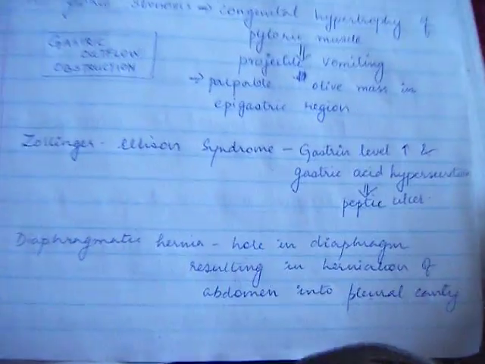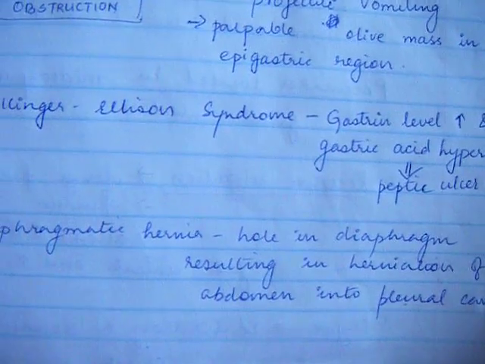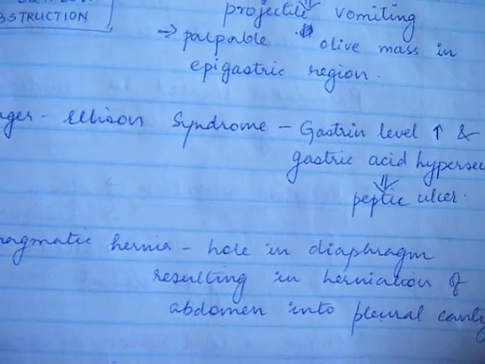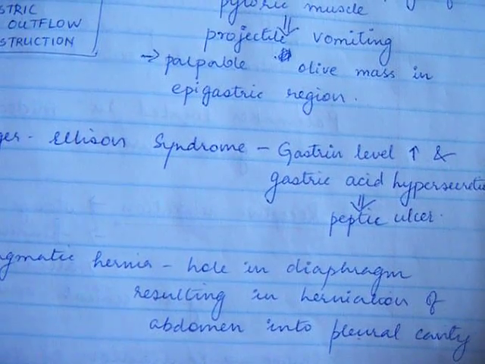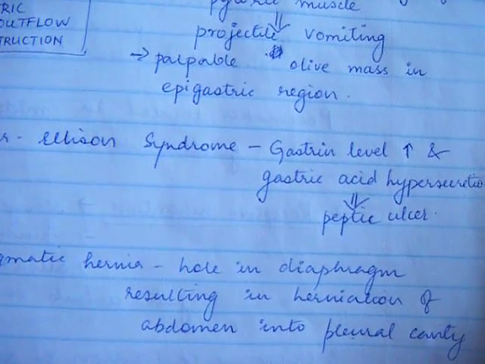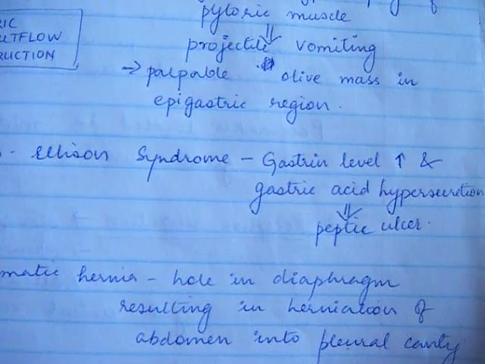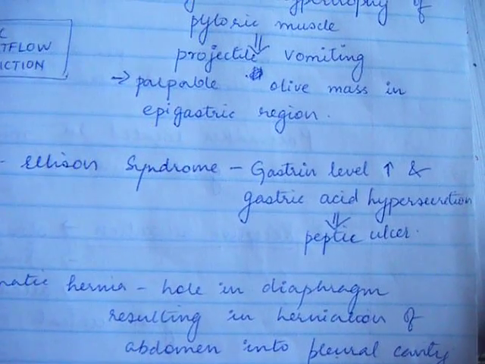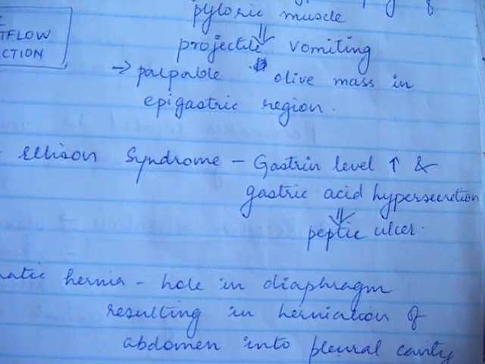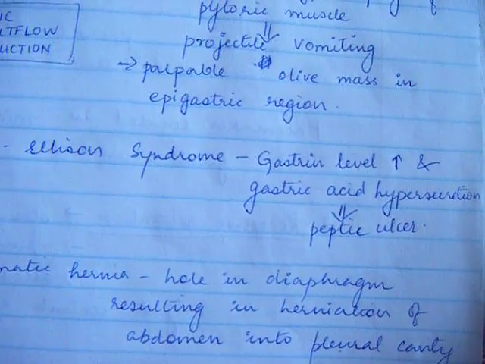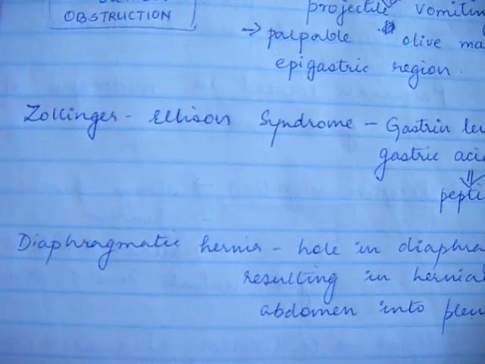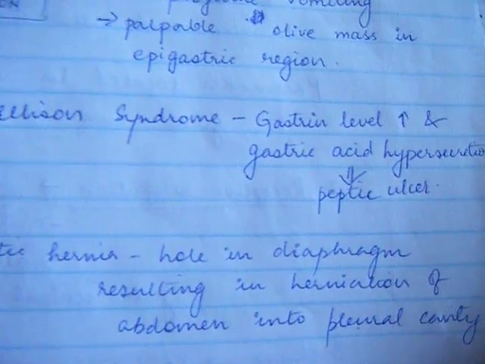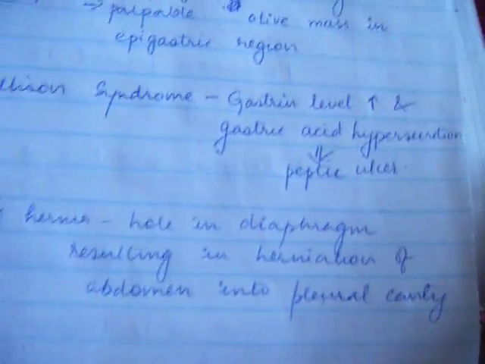Okay, now you have to see about Zollinger-Ellison syndrome. It is often asked. Zollinger-Ellison syndrome is the disease condition where the gastrin level is increased and there is gastric acid hypersecretion. This can cause peptic ulcer. Now there is a diaphragmatic hernia. You should just remember that it is a hole in the diaphragm resulting in the herniation of the abdomen into the pleural cavity.